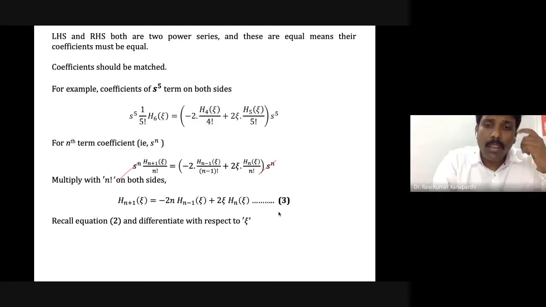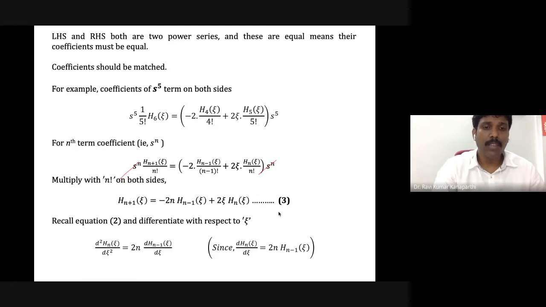And further, let us recall the previous expression that we obtained, that is d square hn of z by dz square is equal to 2n d h n minus 1 of z by dz. That is the previous expression, which we labeled as equation number 2, right? From this expression I can calculate the second derivative. Why are we doing that? Well, I will tell you.